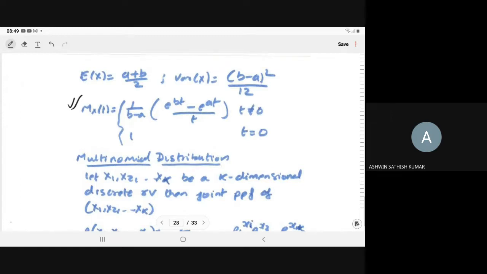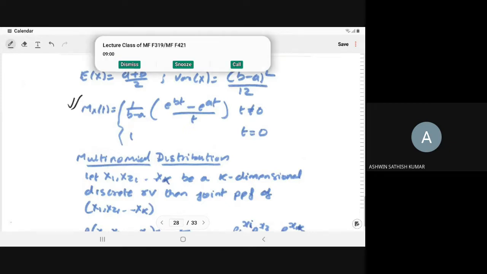So all these distributions I will use now directly, just by naming the distribution I'm using.